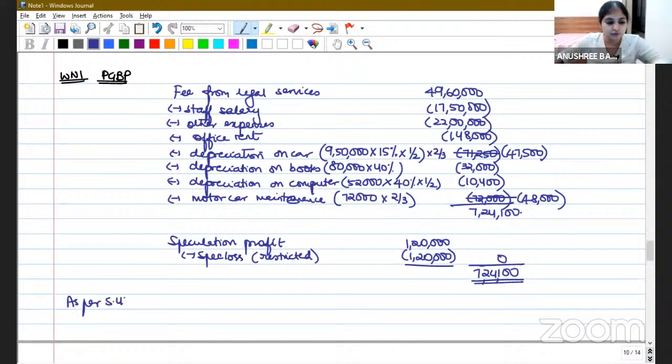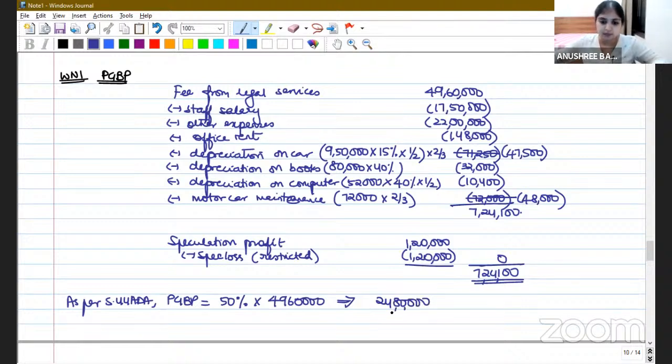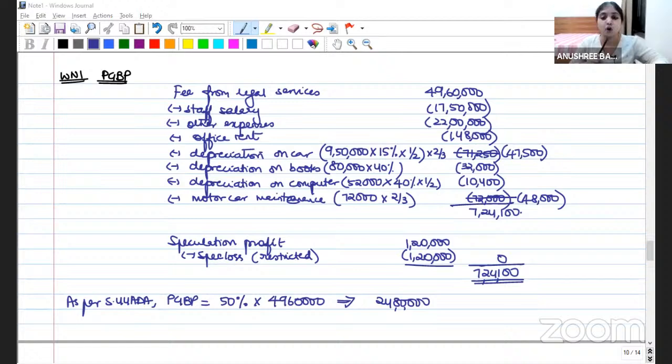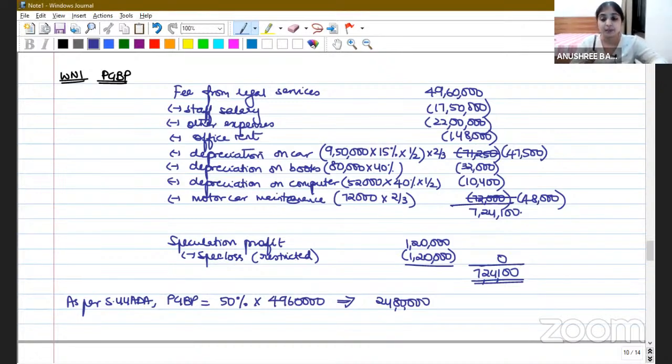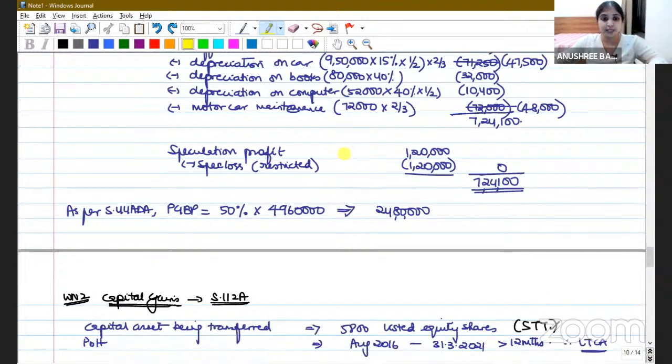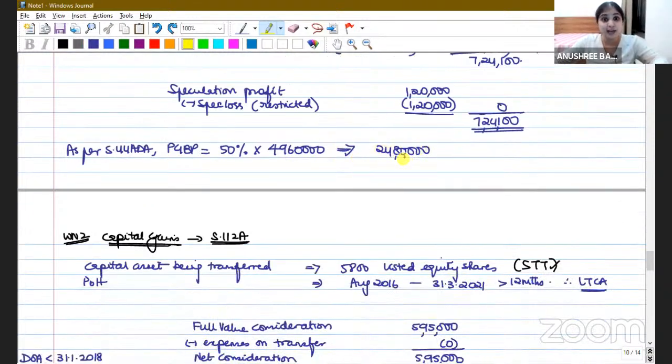As per section 44ADA, what will the PGBP be? Do you remember how to calculate? PGBP will be straight away 50% of gross receipts. Gross receipts are 49,60,000. 50% of this, you will get 24,80,000. So if we don't follow 44ADA, under normal provisions our PGBP is 7,24,100. If we do follow 44ADA, our PGBP is 24,80,000.